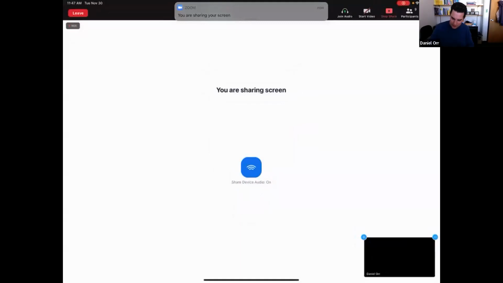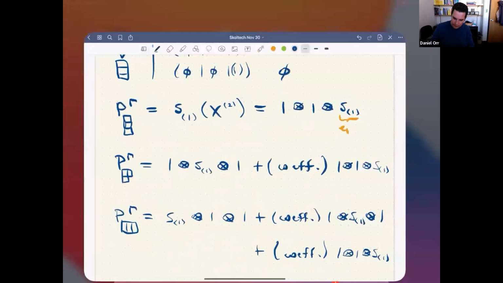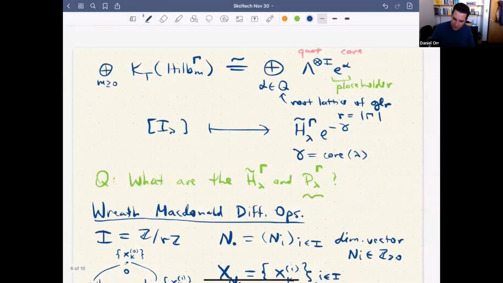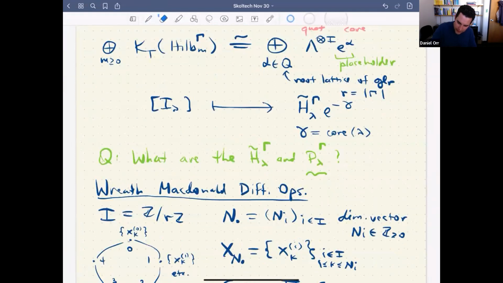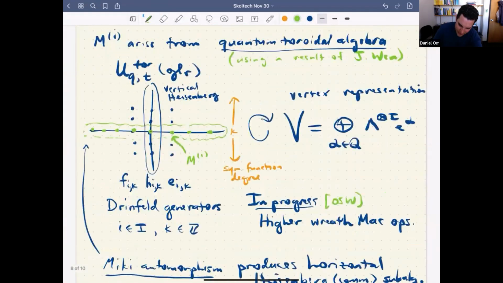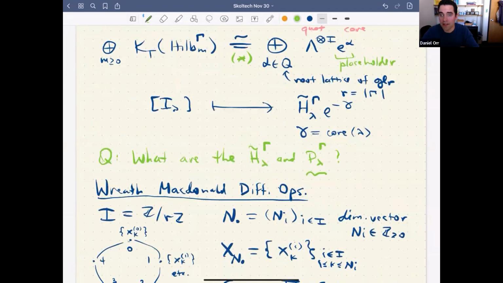Let me go back here. I think I can say it very clearly. Let's call this isomorphism star. And so what Josh actually proved is that this star respects the quantum toroidal actions. So there's a natural action of the quantum toroidal algebra, up to Miki, on both sides here.